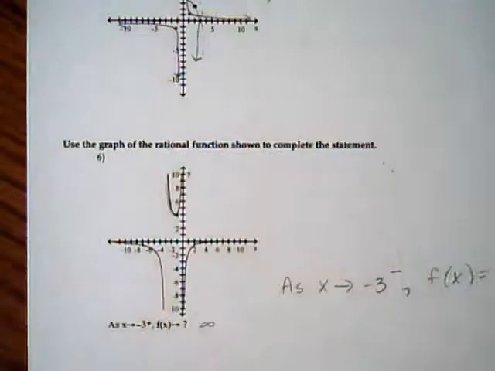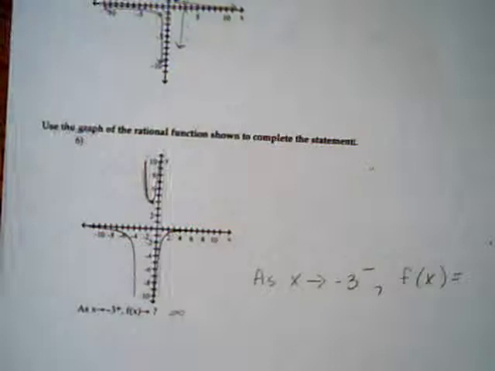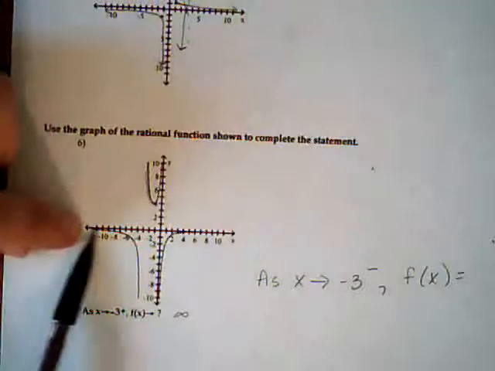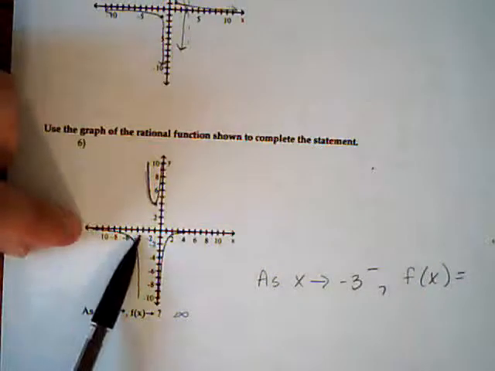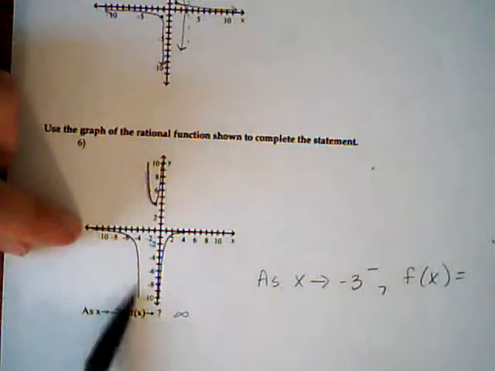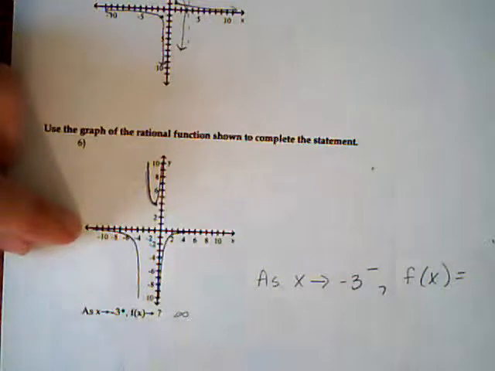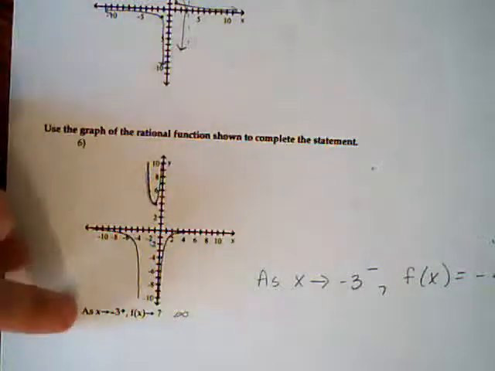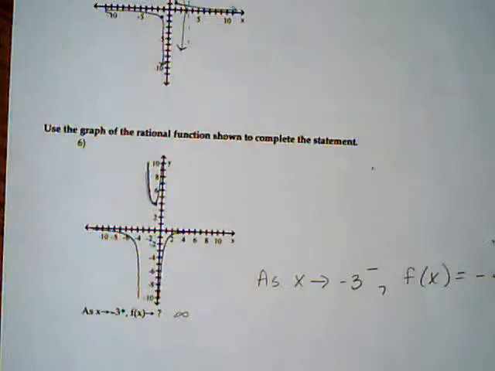What if I said as x approaches negative 3 from the left, what's going to happen to my function values? Well, as my x values here approach negative 3, my function values are decreasing without bound, so that means it would be approaching negative infinity. So it's important you be able to use that notation to help you find the information from the graph.